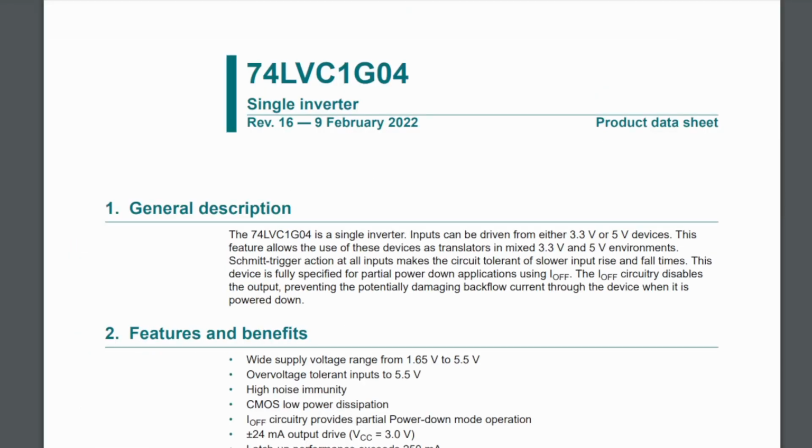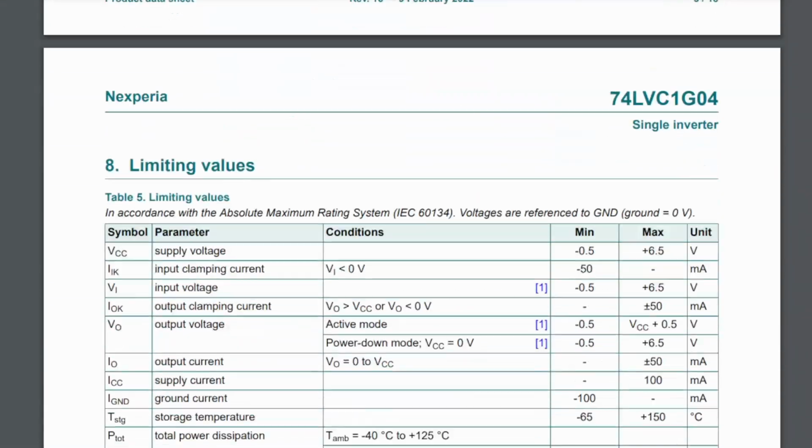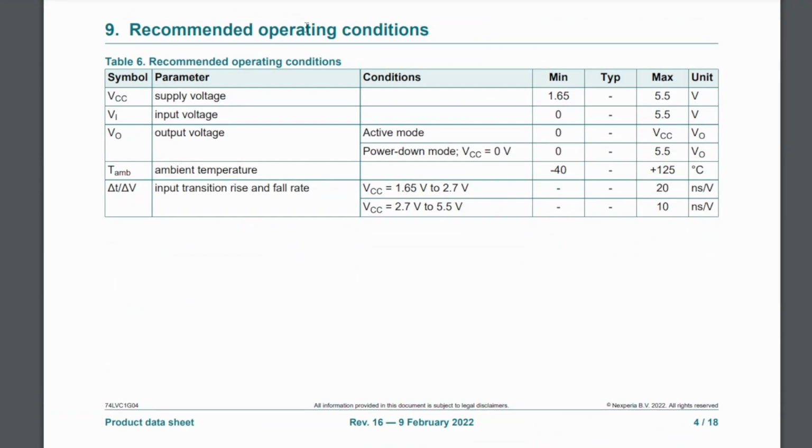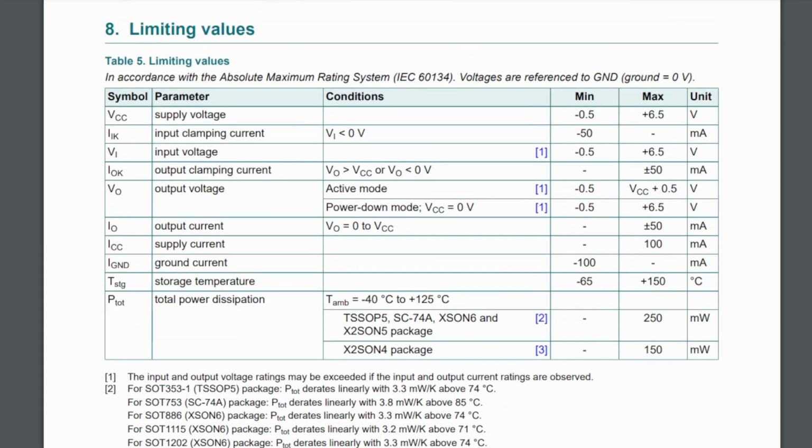This is the datasheet for the Nexperia 74LVC1G04, which is a single inverter. Looking down into the recommended operating conditions, we can see that the input voltage says 0 to 5.5 volts. It's no longer limited to VCC. Going back to the limiting values table, which is typically absolute maximum ratings in other datasheets, we see that the input clamp current is only valid for negative current values and when Vin is less than 0 volts. This indicates that there's only a negative clamp diode.